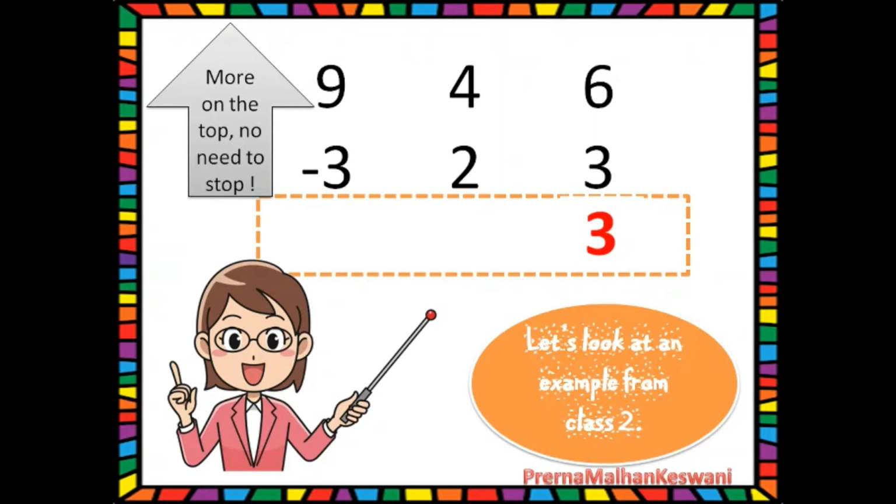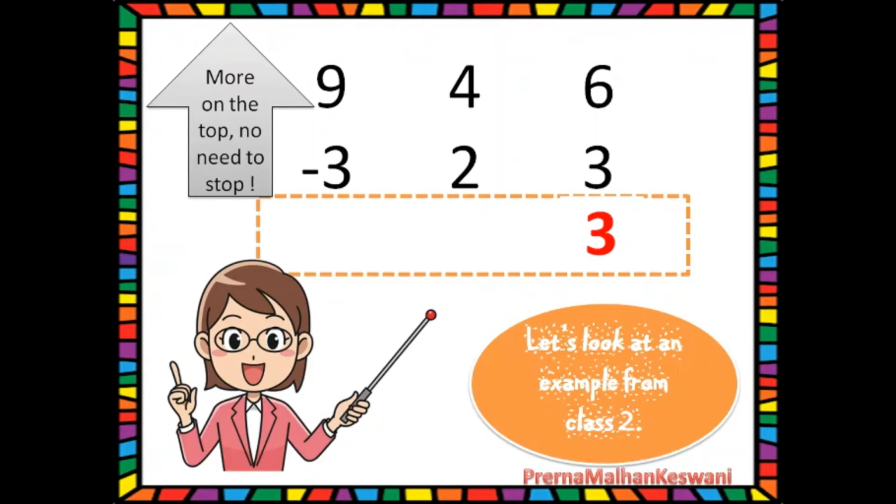4 and 2. So, you have to subtract 4 and 2. Again, the first step: check whether it is more on the top or whether it is more on the floor. Yes, 4 is more than 2. So, that means it is more on the top. If it is more on the top, that means you don't have to stop. You just have to simply subtract.